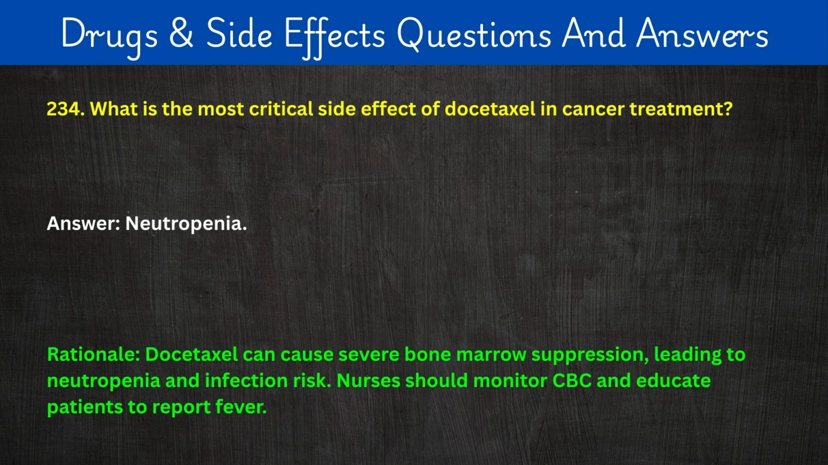What is the most critical side effect of docetaxel in cancer treatment? Answer: neutropenia. Rationale: docetaxel can cause severe bone marrow suppression, leading to neutropenia and infection risk. Nurses should monitor CBC and educate patients to report fever.